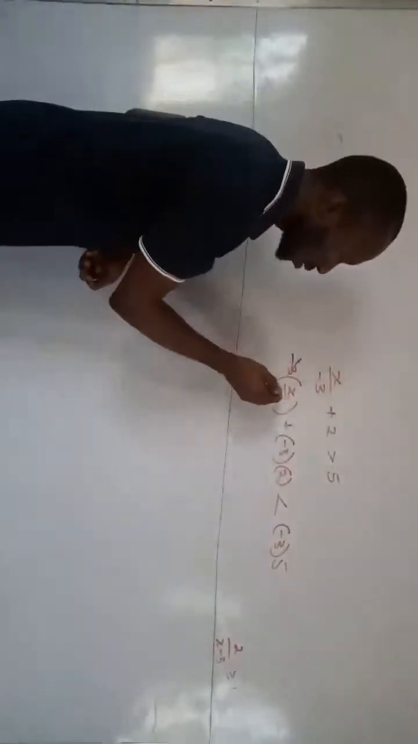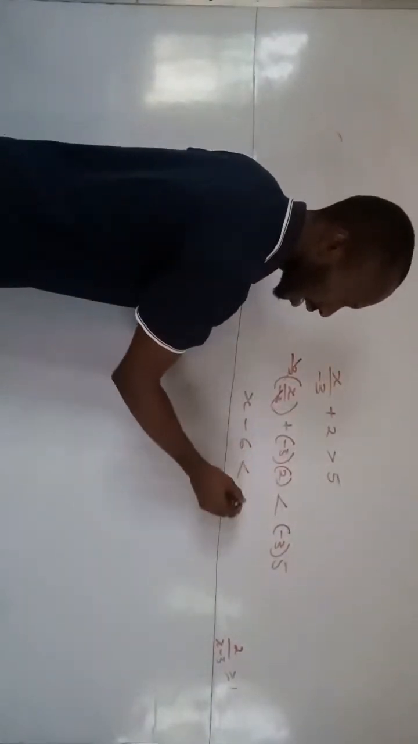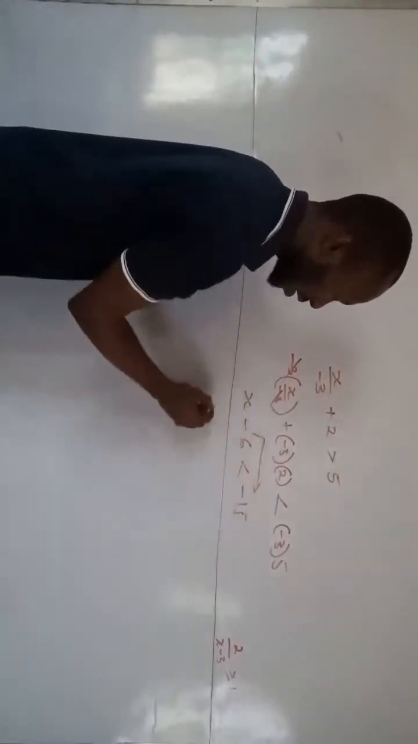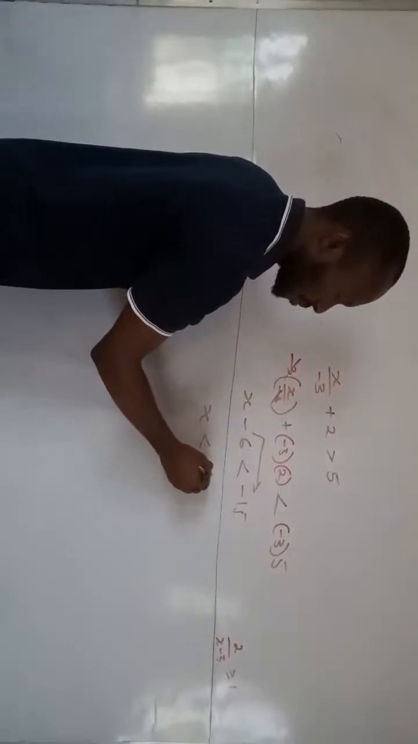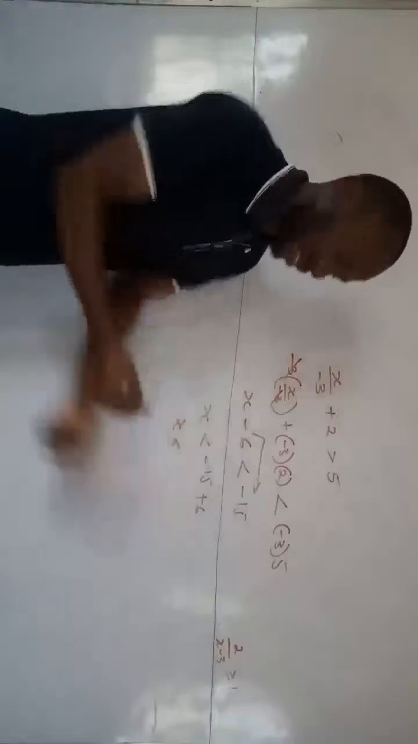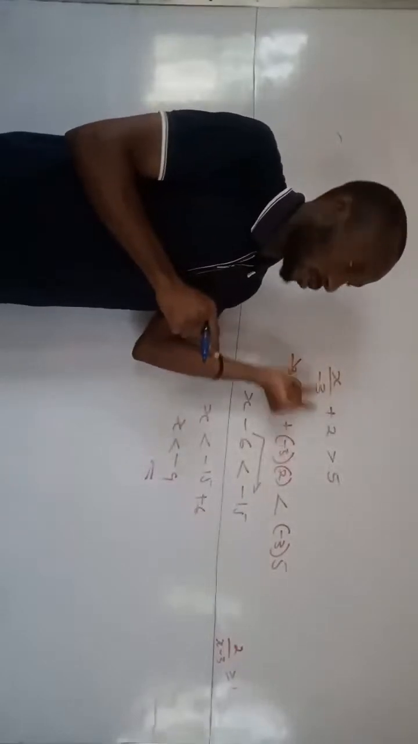And here we cancel out, so we have x minus 6 is less than minus 15. Take these to this side, you have x is less than minus 15 plus 6. And that will give us x is less than minus 9. This is correct, because you already know that when you multiply both sides by a negative number, the inequality will change.